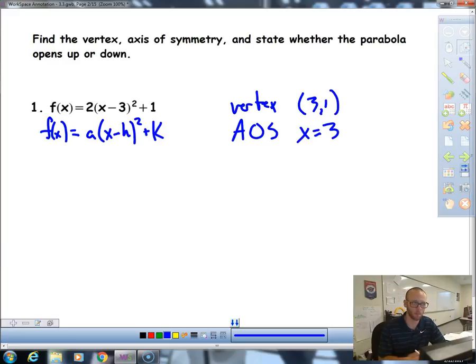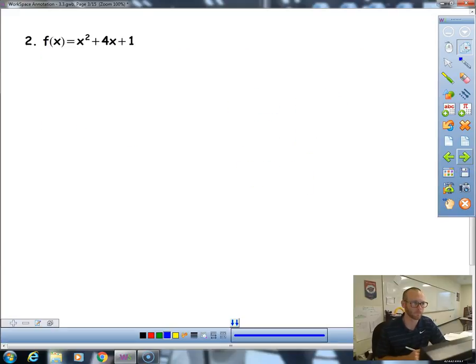Does this open up or down? Well, we take a look at the A. It's positive. It's been stretched vertically by 2. Has not been reflected. So this is going to open up. Okay. Now I know I'm not taking the time to graph it, but hopefully you can picture what this looks like. All right, let's try another one.